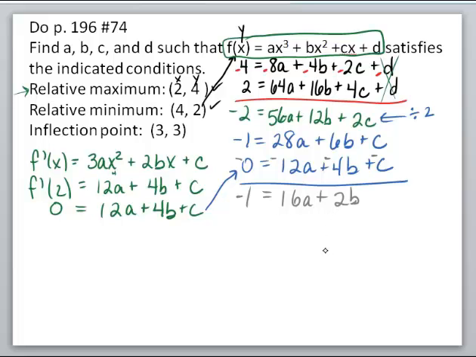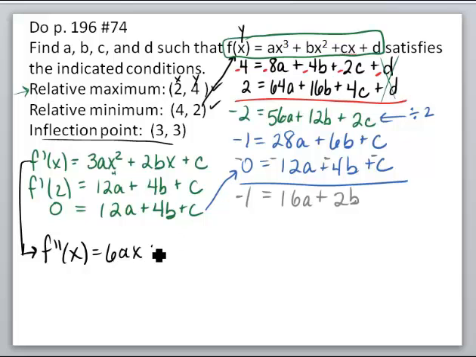Now, if I get one more equation with those two variables, I'll be able to solve for one of the two variables. How am I going to do that? Well, I have not used this piece of information about the point of inflection, and that's something I need to do. So I'm going to work with the second derivative, because points of inflection come from the second derivative.